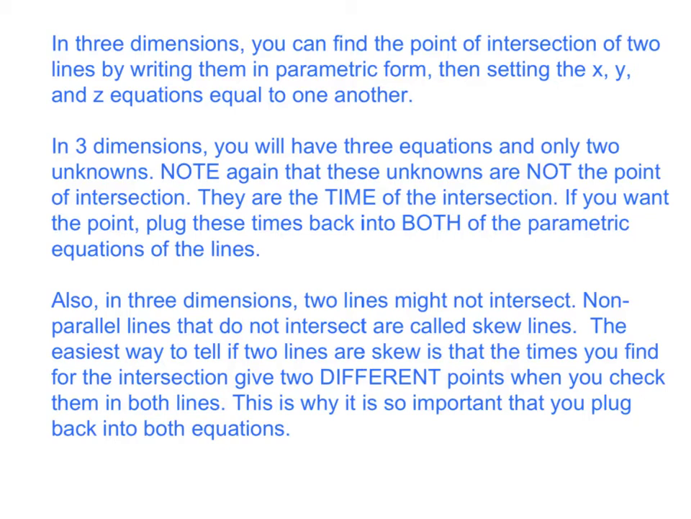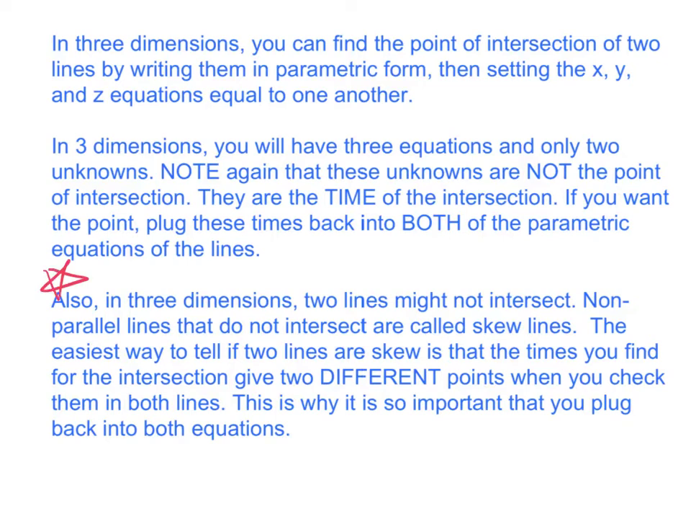right? In 3 dimensions you can find the point of intersection of 2 lines doing the same thing. You write them in parametric form, you set the x and the y and the z equations equal to one another. But in 3 dimensions, you're going to have 3 equations and there are only going to be 2 unknowns. Okay? When you find those unknowns, remember that's not the point of intersection. Same thing, it's the time of intersection. Right? If you want to find the point of intersection, we have to plug those times back into the parametric equations to check them. This right here is where things get interesting.